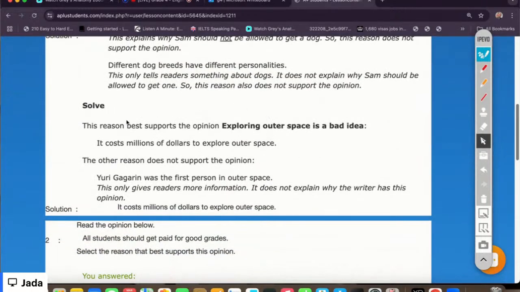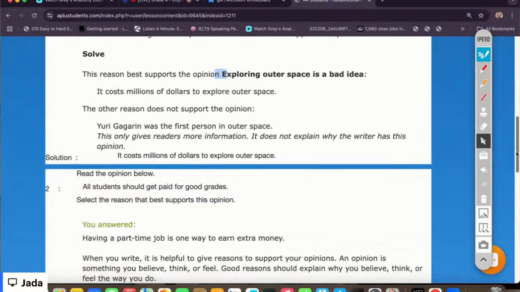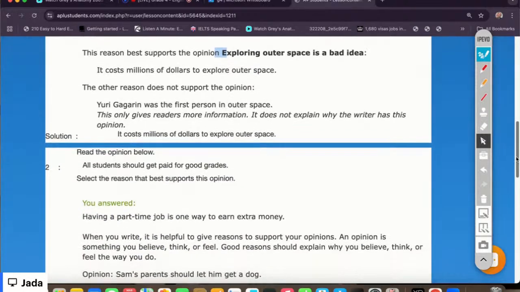So, the reason that best supports the opinion: it costs millions of dollars to explore outer space. The other reason does not support the opinion, which is Yuri Gagarin was the first person in outer space. So you would have to select the option that supports your opinion. Okay? So you have to make sure that you take note of that whenever you write a text.